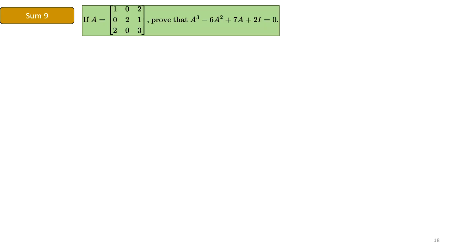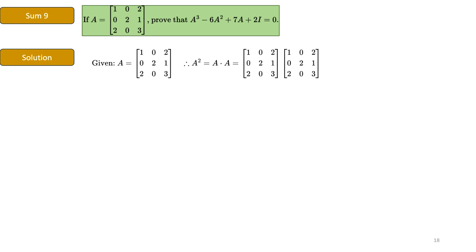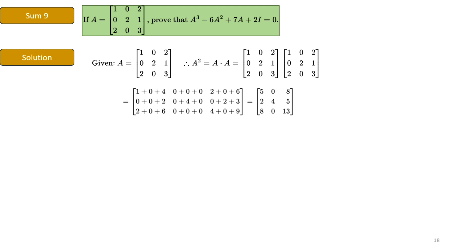Sum number 9. If A is a 3 by 3 matrix with values given in the problem statement, prove that A cube minus 6A square plus 7A plus 2I is equal to 0. First, we compute A square. Next, we compute A cube by multiplying matrix A square with A.